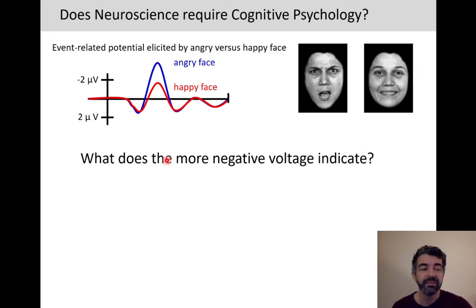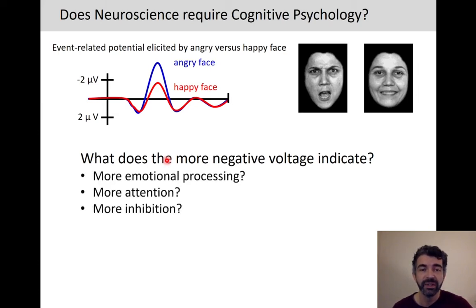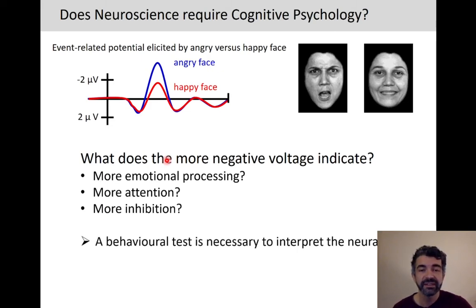Without having any conceptual understanding of these processes, without having a theory or model, it doesn't really make sense to just measure the neural signature, because it doesn't tell us anything about how things are processed. It could be that there's more emotional processing, maybe there's more attention towards the angry face, or maybe there's more inhibition. There's just some difference. So a behavioral test is necessary to interpret the neural data.